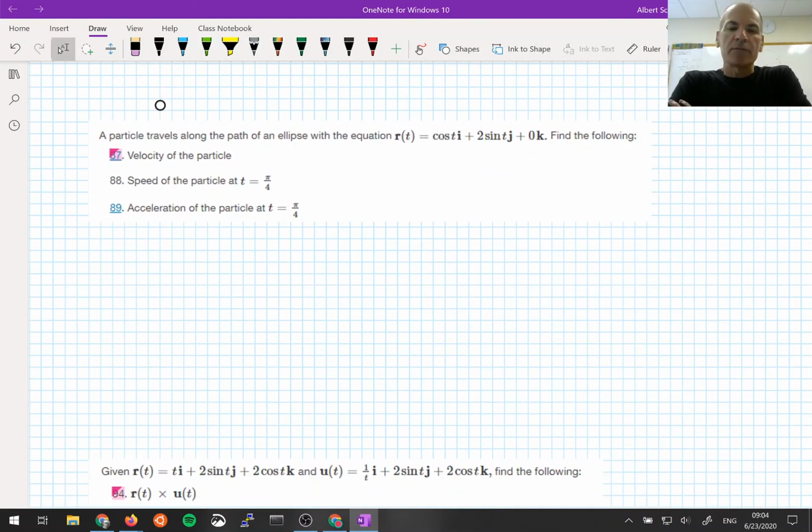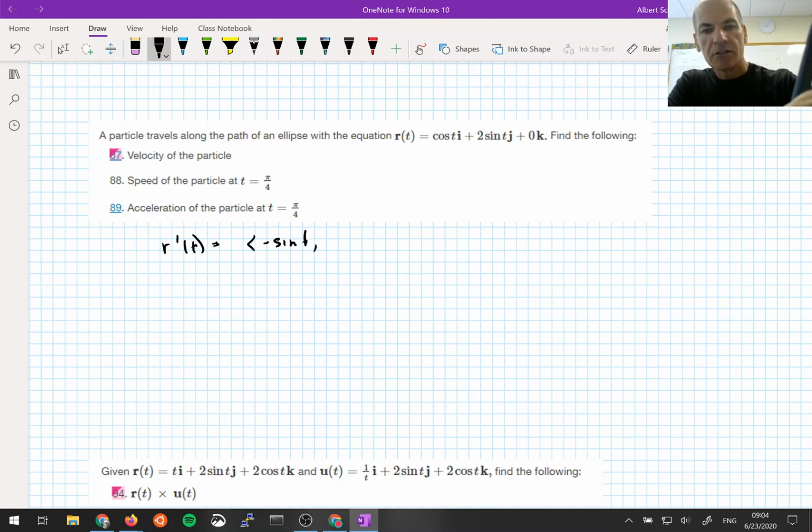All right, we have a particle traveling along an elliptical path, and you're asked to find the velocity of the particle. I'm going to do all three of these. How do we find the velocity of the particle? That's r prime of t. And that's just the component-wise derivative. So we have minus sine t, 2 cosine t, and 0. Those are the three components of the derivative.